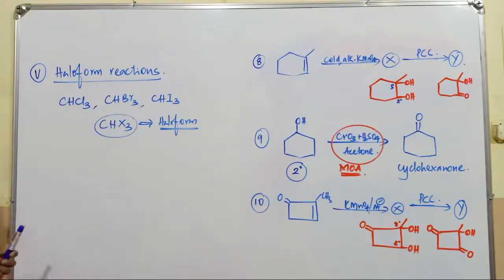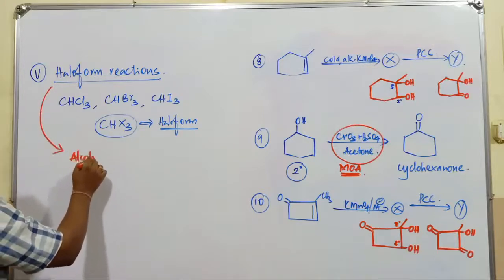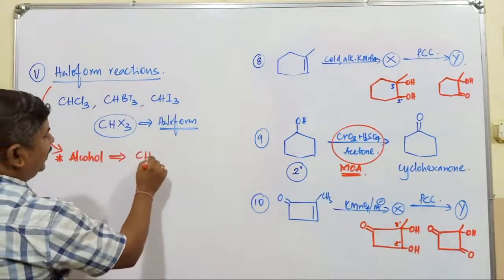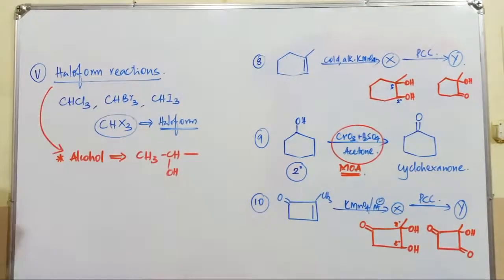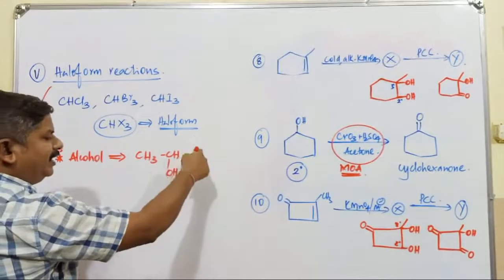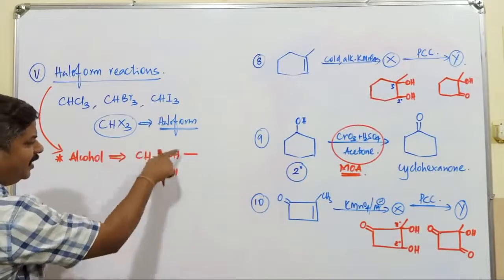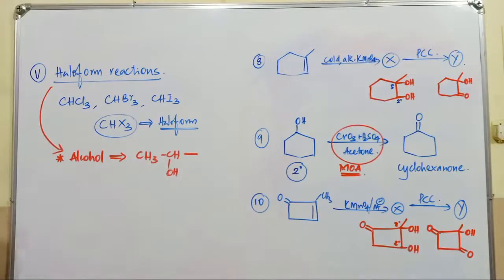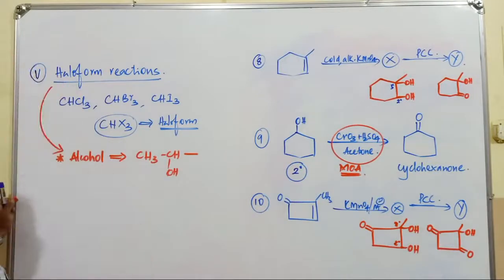And haloform reaction is not given by all compounds. In case of alcoholic compounds, wherever the compound contains CH3, CH and OH, here any group is possible, whether it is hydrogen or methyl or ethyl or phenyl group. But the necessary condition is that the alcohol must contain this group: CH3, CH and OH. Wherever the alcohols have such a group, they answer the haloform reaction.